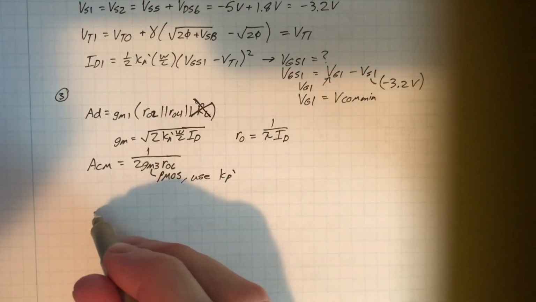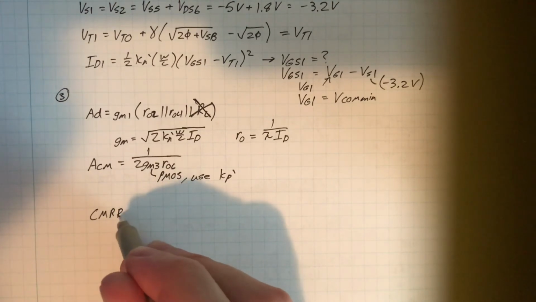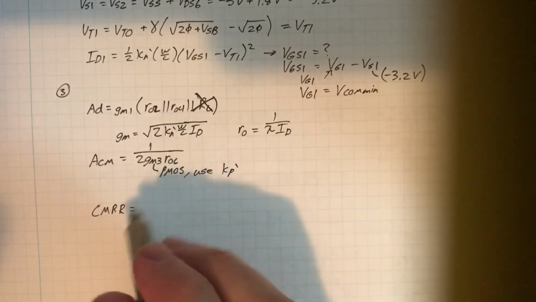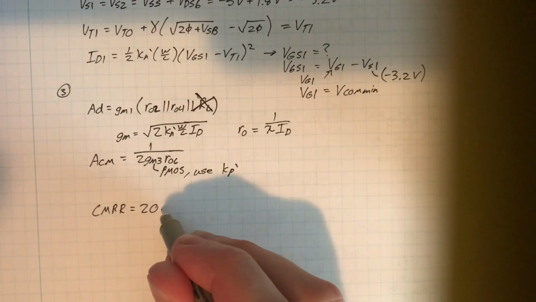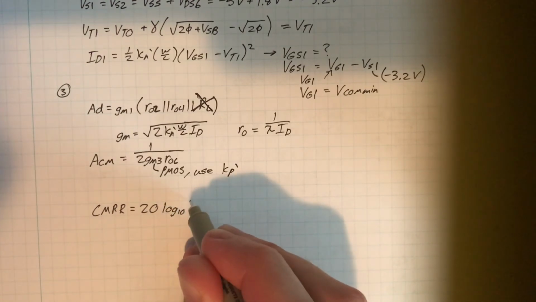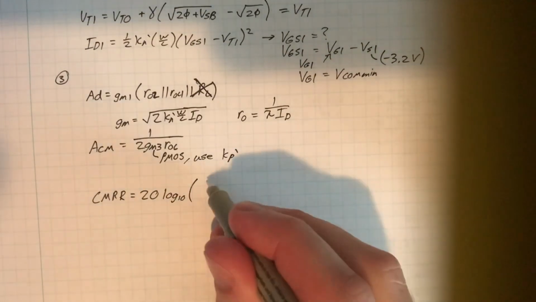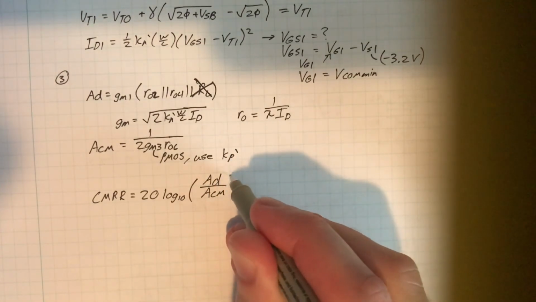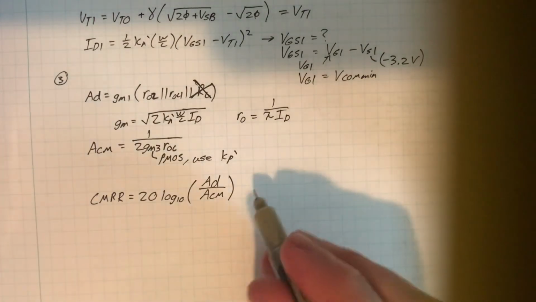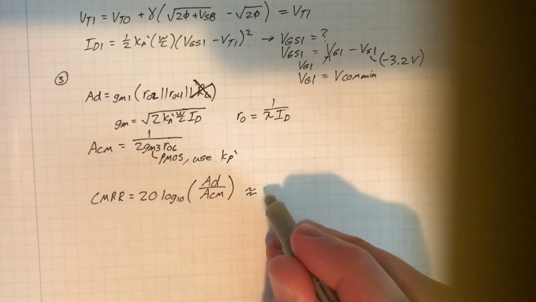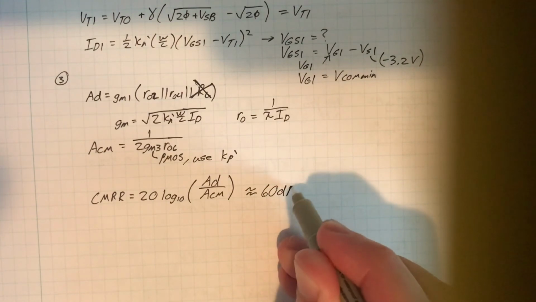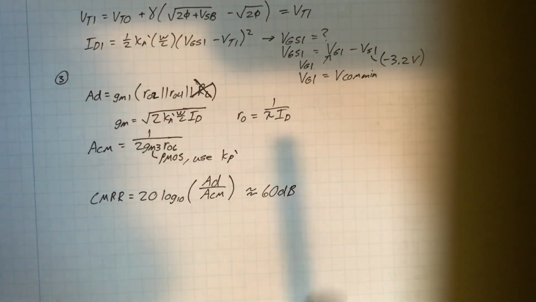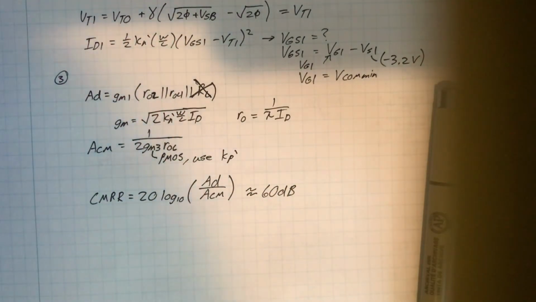And the last piece is common mode rejection ratio, which is just the ratio of those two things we just calculated. 20 log base 10 of AD to ACM. All right, and that should be somewhere around 60 dB, if I remember correctly. That's about right. And that's it for the hand calculations. The rest of the pre-lab will be simulations with LT Spice.